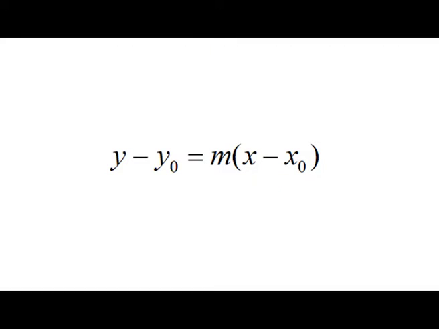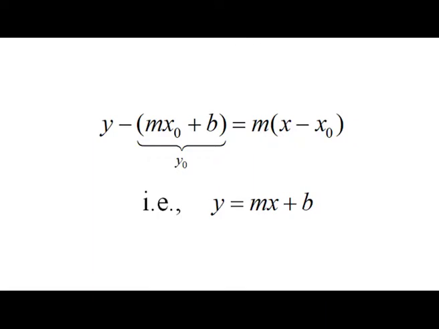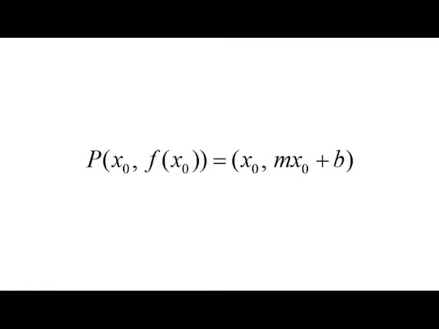Now using the point slope equation of a line having slope m and passing through ordered pair x naught, y naught, given by y minus y naught equal to m times x minus x naught, we obtain the equation of the tangent line at a point, ordered pair x naught, mx naught plus b, as follows: y minus mx naught plus b equal to m times x minus x naught, that is y equal to mx plus b on simplification. Hence, the line y equal to mx plus b is its own tangent at any point p of ordered pair x naught, f of x naught, equal to ordered pair x naught, mx naught plus b.